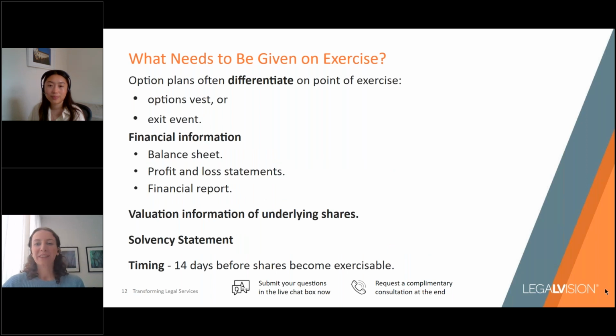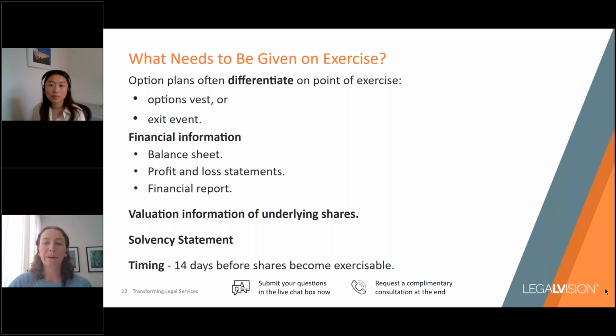Thanks, Zoe. So, as mentioned at the start of this presentation, we're focusing on the requirements that apply to option plans with an exercise price. So that's an option plan where the employee needs to pay something to exercise their option and therefore be issued shares in the company. One key point of difference we see between option plans is the time at which the options can be exercised by employees.